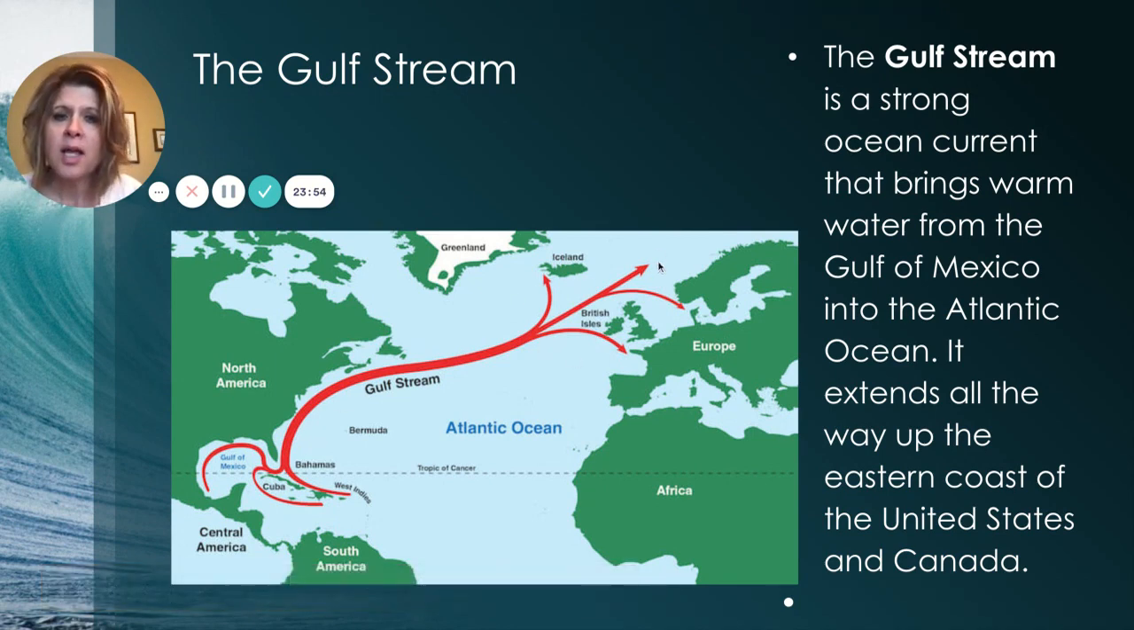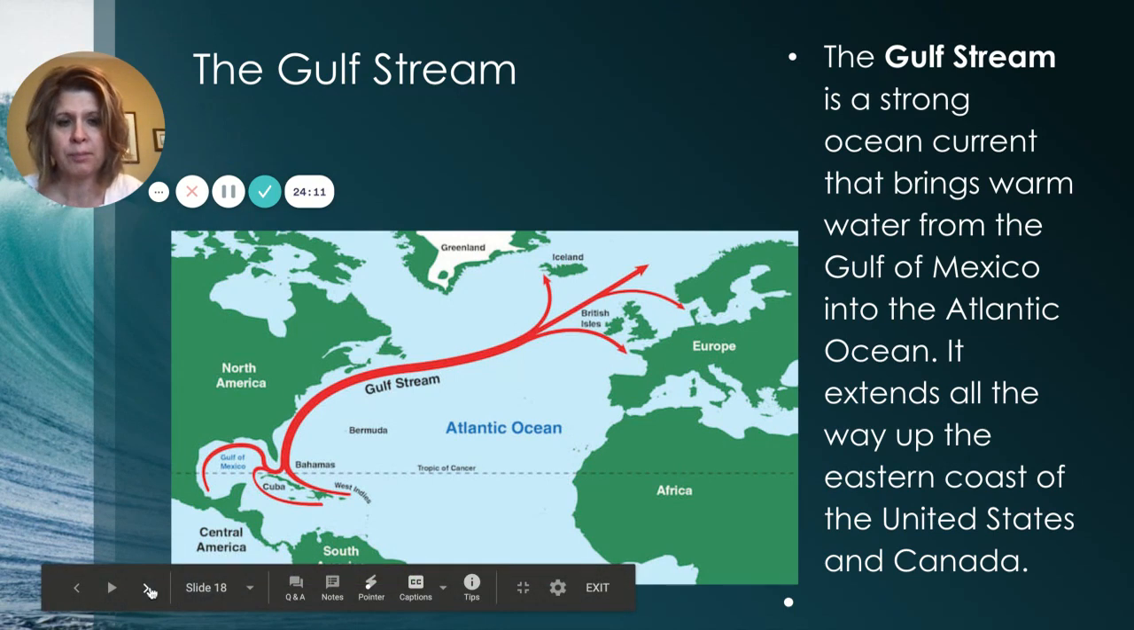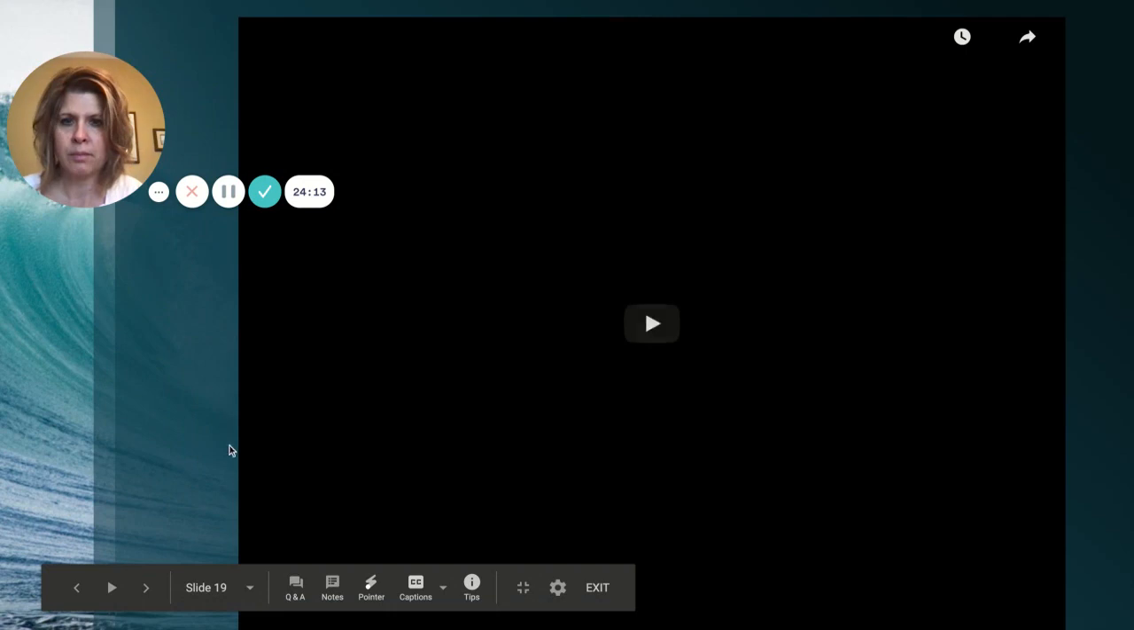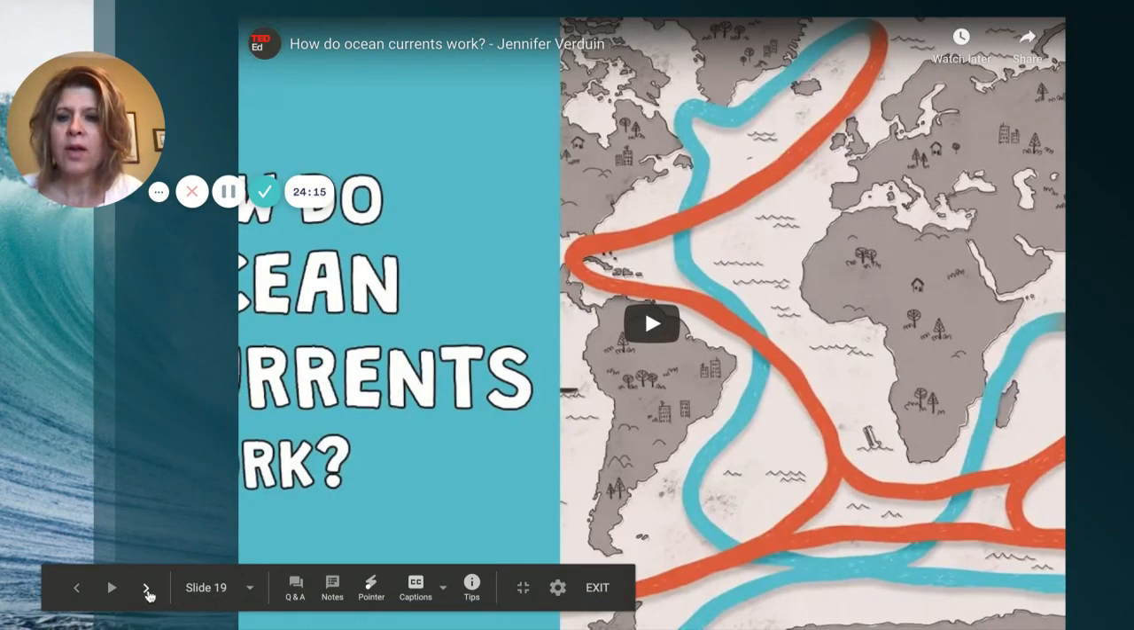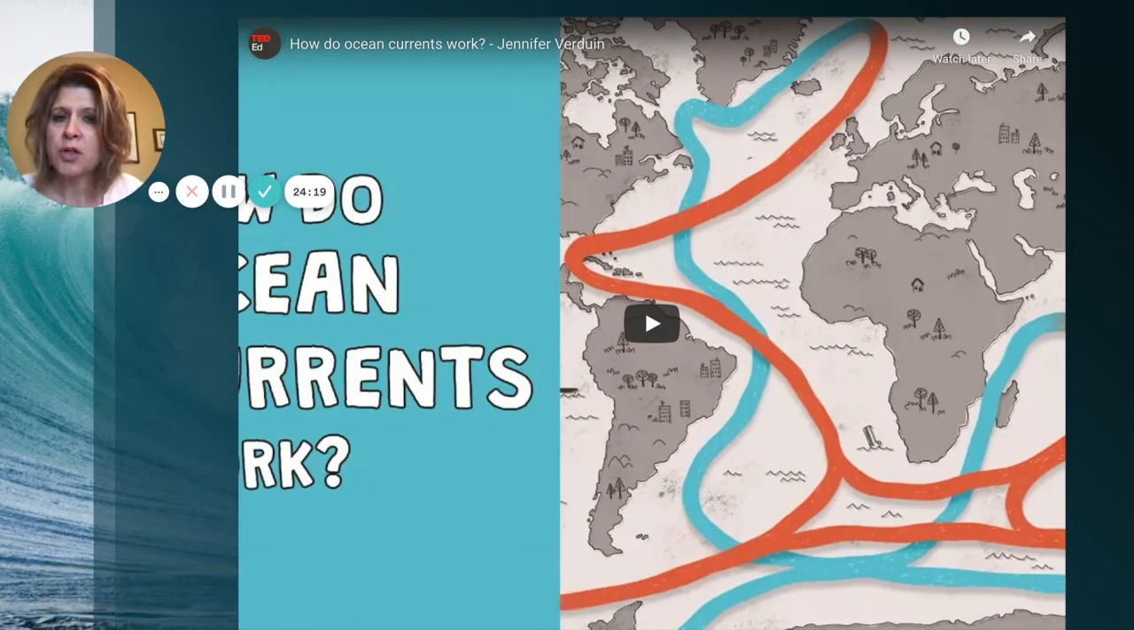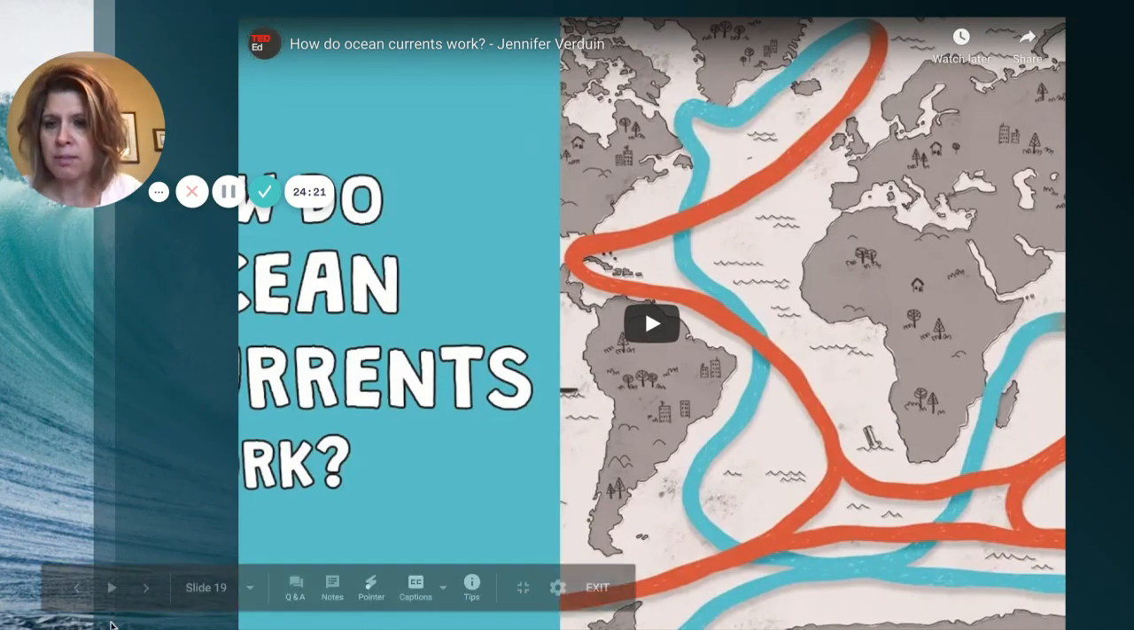But also, this Gulf Stream influences the British Isles, the United Kingdom, England, Scotland, and Ireland. It brings them warmer air, which gives them milder, less cold temperatures than normal. They're a very rainy country. Here's another video that will be listed on Schoology so that you may watch for additional information on currents.